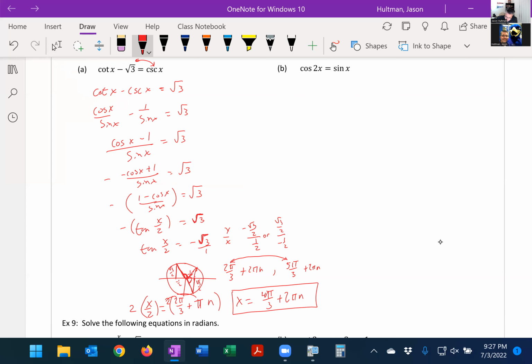Okay, what about the B here? Cosine 2x equals sine x. What I want to do is change the cosine 2x and try to make this whole thing to be sines, or this whole thing to be cosines. So for cosine 2x, I can use a double angle formula here. This is cosine squared x minus sine squared x is equal to sine x. But I also know that cosine squared x is 1 minus sine squared x.